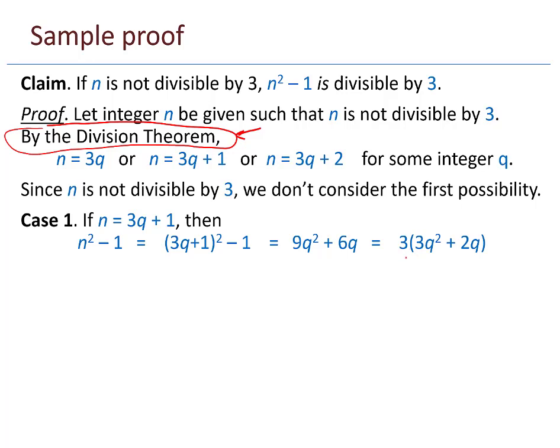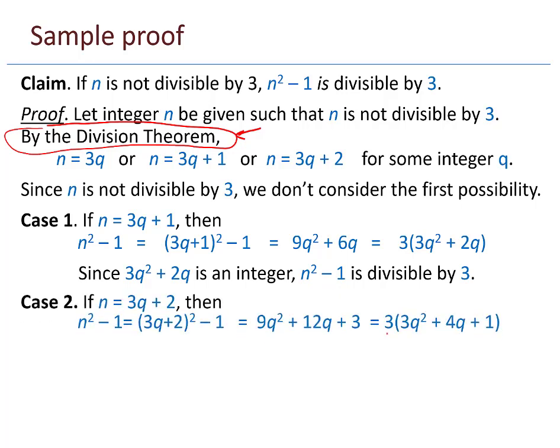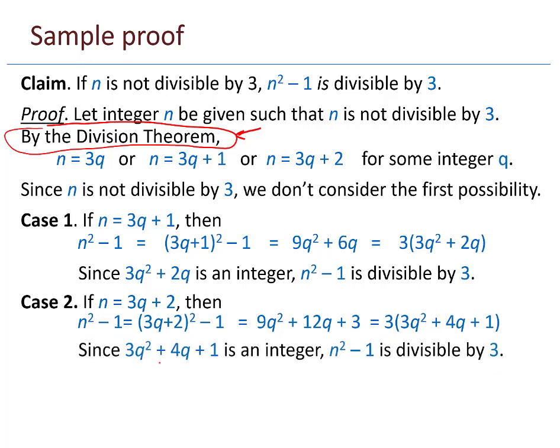Work it out, and it looks like there's an expression where I can factor a 3 out. Since that stuff in parentheses, 3q squared plus 2q, is an integer, n squared minus 1 is divisible by 3. Case 2. What if n equals 3q plus 2? Then, again, I take the n squared minus 1, work it out, and we find that we get a multiple of 3. Since that quantity in parentheses is an integer, n squared minus 1 is divisible by 3.